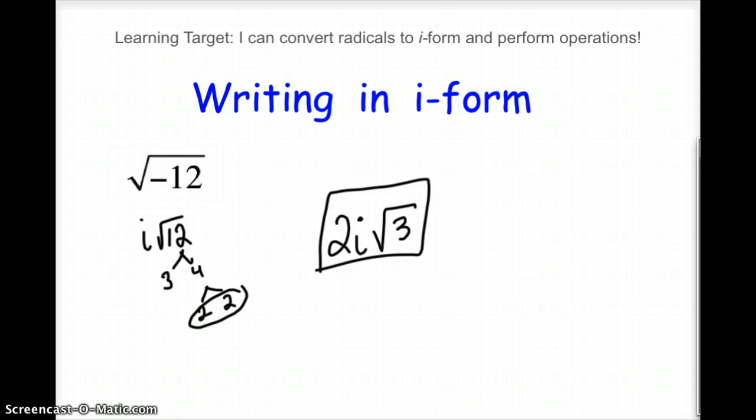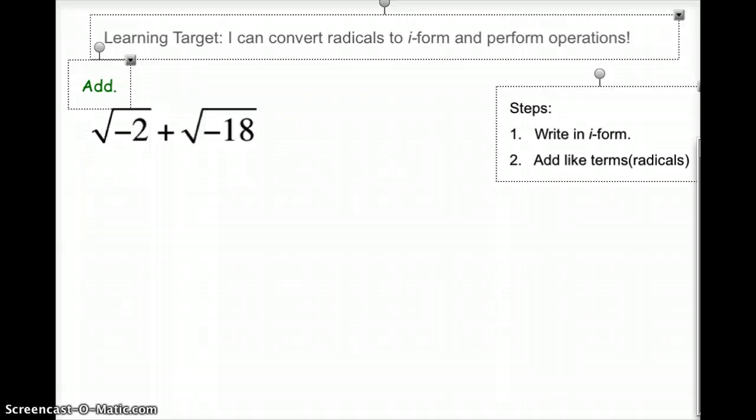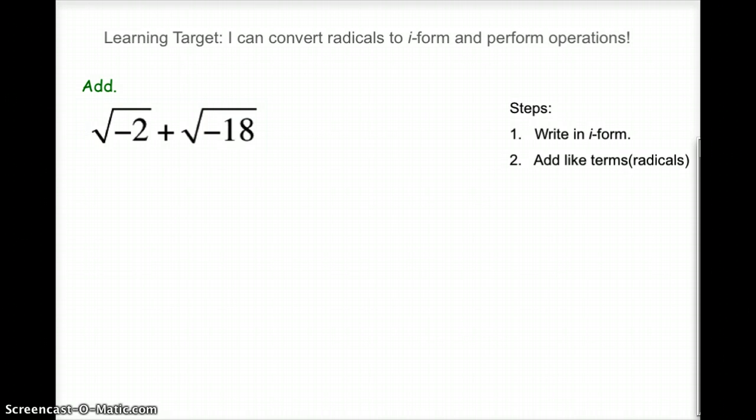Let's actually get into some math, like add, subtract, or do whatever with these guys. So I see negative, so I have the steps off to the side for you, and it says first to write both things in I form. So I'm going to put I radical 2 plus I radical 18. So that takes care of step 1.